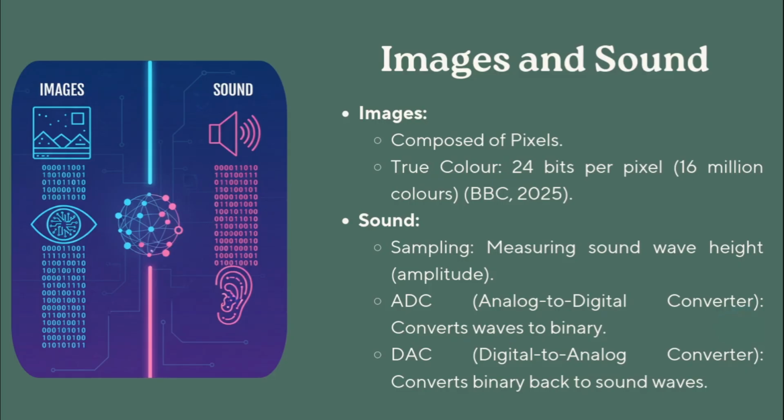All media in a computer is stored in binary. Images consist of millions of tiny dots called pixels. A common method is TrueColor, which allows 24 bits per pixel, representing over 16 million different colors. Sound requires sampling. Microphones convert sound waves into electrical signals. An analog to digital converter measures the height of these waves thousands of times per second and saves them as binary numbers. When played back, a DAC reads those numbers to recreate the sound wave.